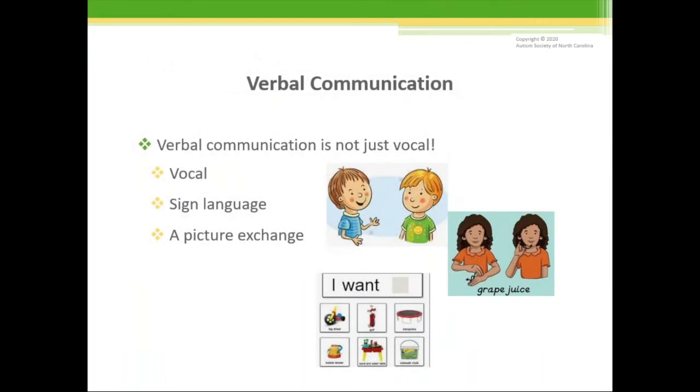Now we'll move on to talking about verbal communication. And remember, this is not just vocal communication. Verbal communication includes anytime your child is trying to share with you specifically what they want using words or phrases. This could include vocal communication, sign language, or a picture exchange.